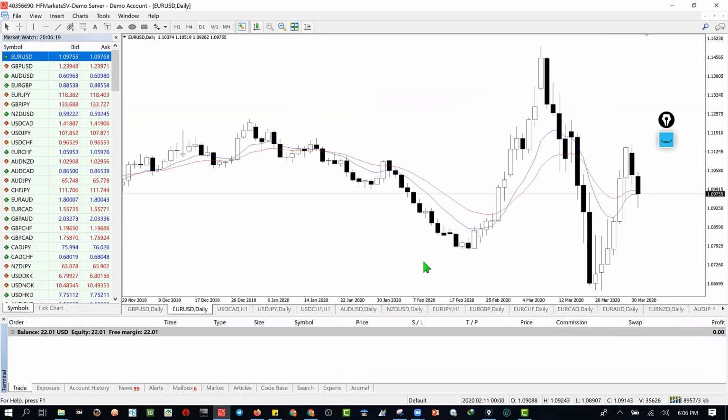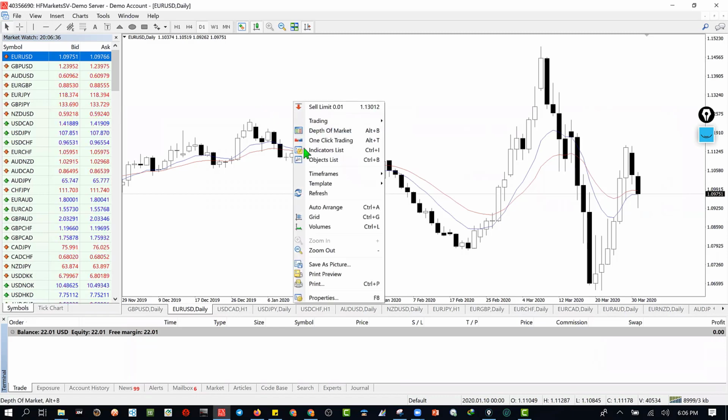Let's say, for example, we want to take a trade right here. I want to take a trade of 0.01 on this currency pair right now. The spread right here is around 15. So let's take a trade. Let's take the trade on the Euro USD.